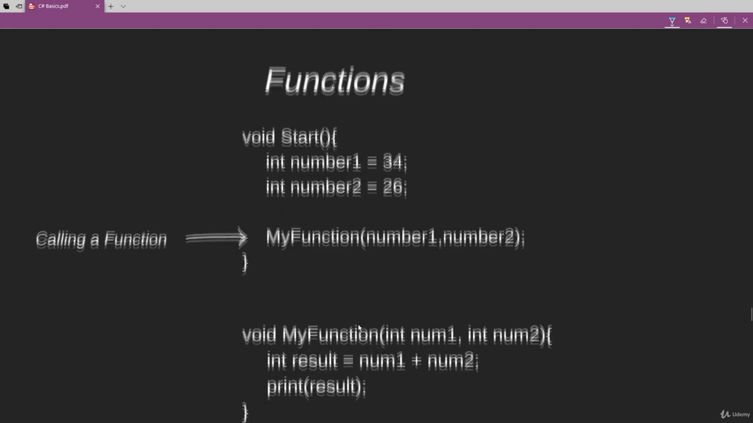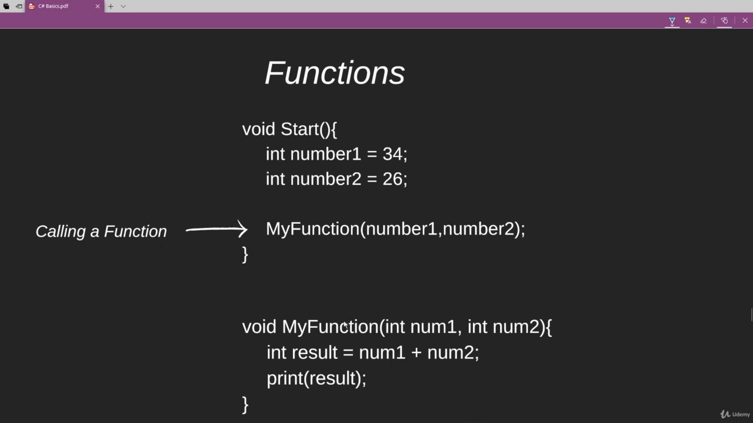So now, how do we call a function? We know how to create a function, but how do we call it? Here we have an example of a class, and here we have our start method, and here we have the function. We declare the function outside the start method. Here we have a function of type void called myFunction. It takes in two inputs, num1 and num2, and it prints the result of those inputs. This function does not return anything, but it prints the result to the console.